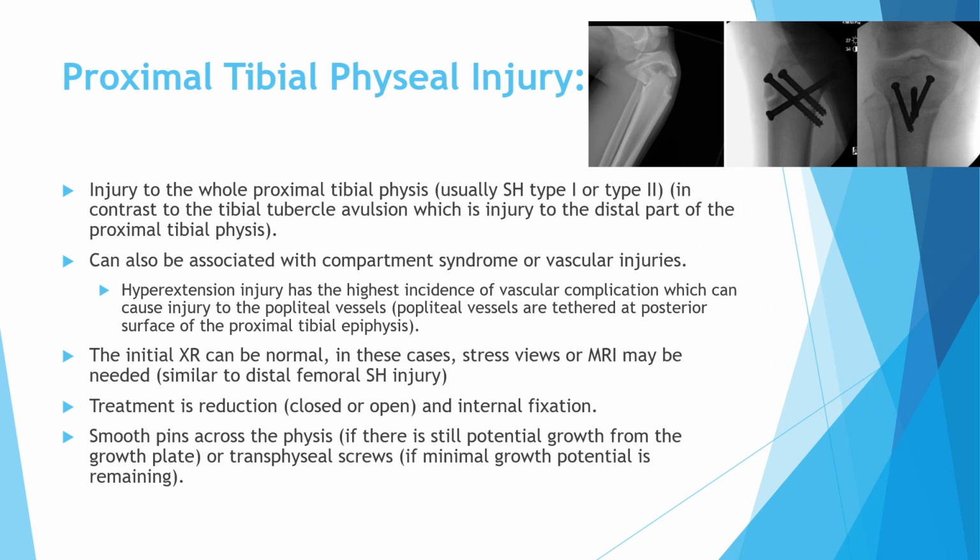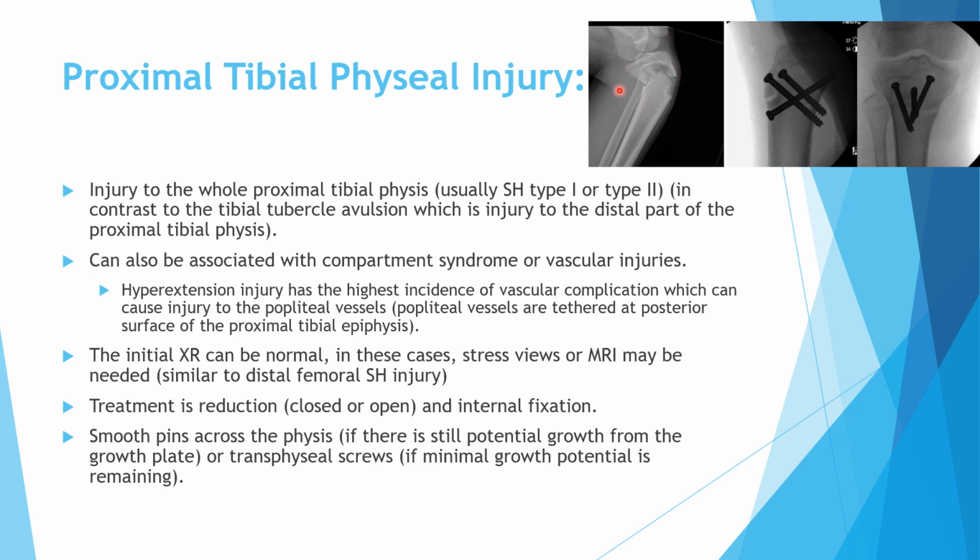Next topic in the tibia is the proximal tibial physeal injury. I know that some people are confused between the tibial physeal injury and the tibial tubercle avulsion. Tibial tubercle avulsion, as we said, is the part that is attached to the patellar tendon. In the proximal tibial physeal injury, the injury will go all the way posterior. It will not have a coronal fracture here that separates the piece that is avulsed from the proximal tibia.